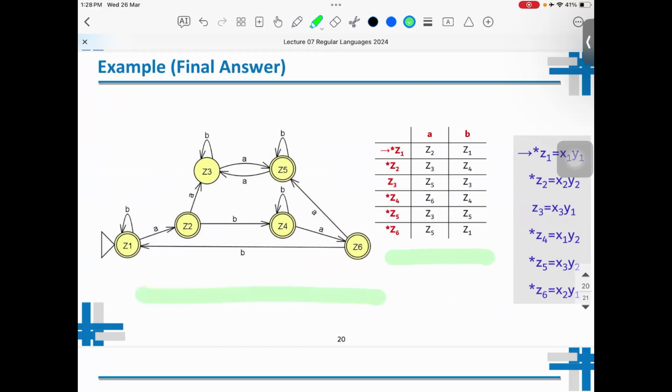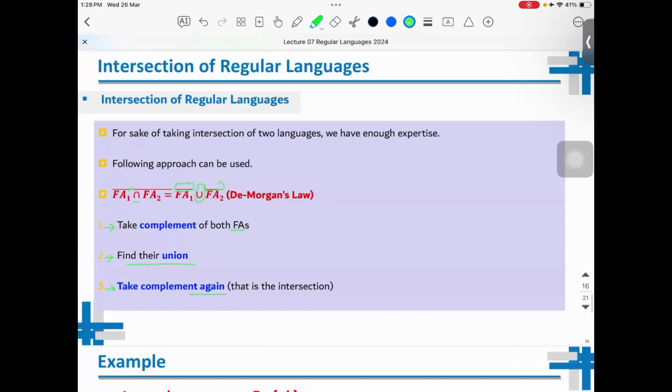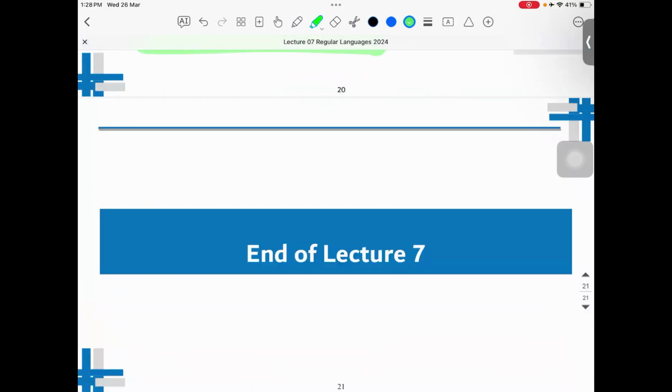You can try it because you already know how to take the union and the complement, and we already discussed how to take the rest. As per the regular languages, we came to the conclusion that if a language is represented by a regular expression, it can be represented by a finite automata. The other thing is that regular languages are closed under the union, under the intersection, under the complement, under the concatenation, and also under the star closure. Thank you very much.